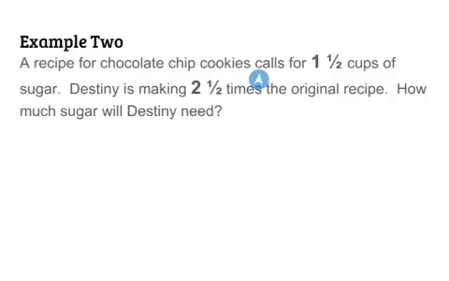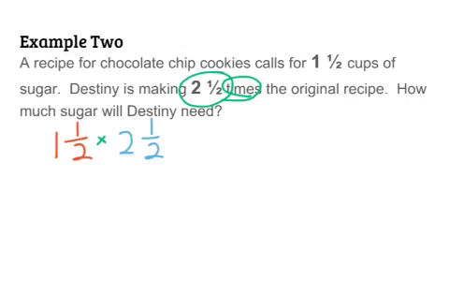Okay, let's look at example 2. It says a recipe for chocolate chip cookies calls for 1.5 cups of sugar. Destiny is making 2.5 times the original recipe. How much sugar will Destiny need? All right. Again, we have a recipe, and it calls for 1.5 cups of sugar. But that's for the original recipe. Destiny wants to make 2.5 times the original recipe. So that means we're going to multiply this times 2.5.